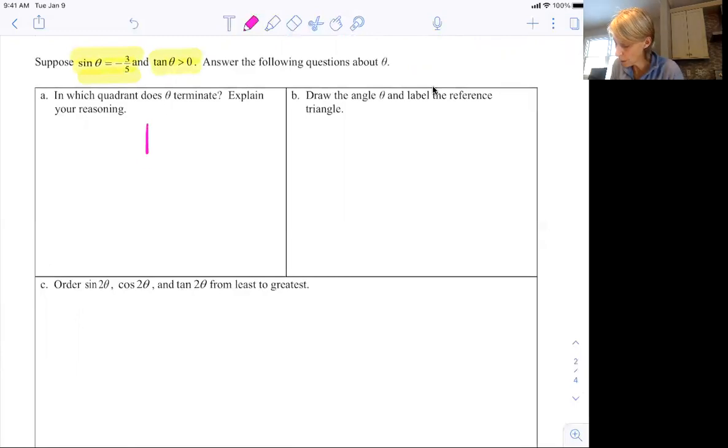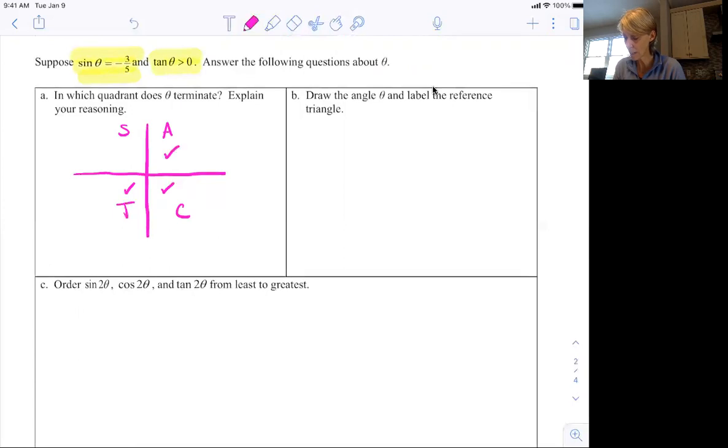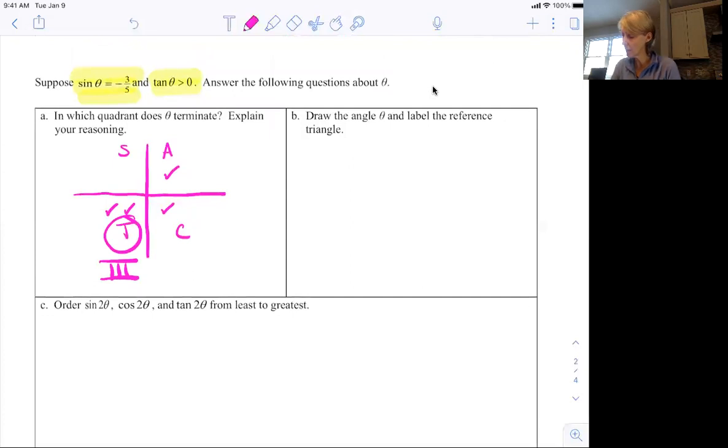So if we're thinking about what quadrant this angle lies in, all students take calculus. If the sine is negative and the tangent is positive, so my sine is negative in 3 and 4, and the tangent is positive in 1 and 3, well, we're going to be in quadrant 3. Okay. Now draw the angle and label the reference triangle. So for anyone that didn't understand some of the work we did the other day, this will be helpful.